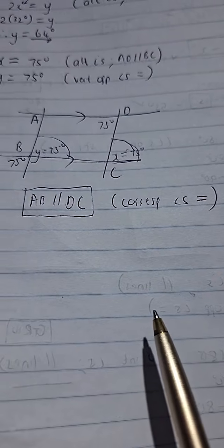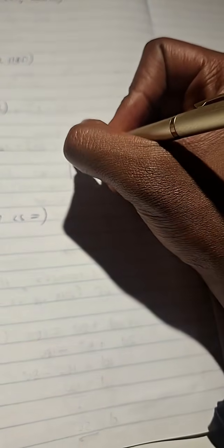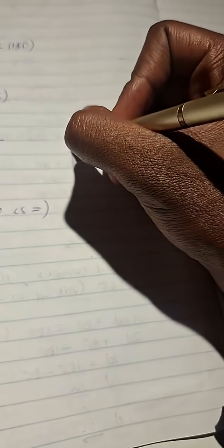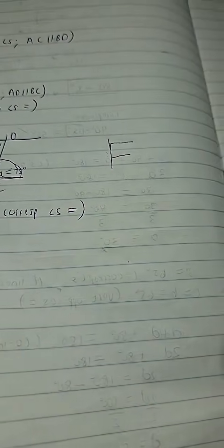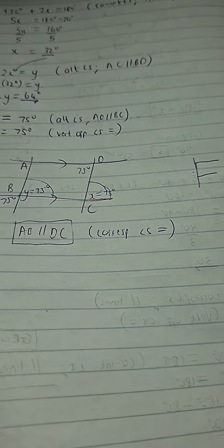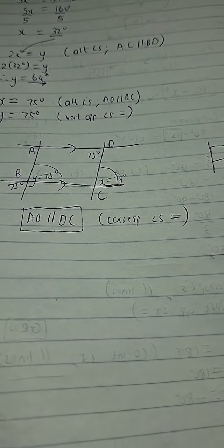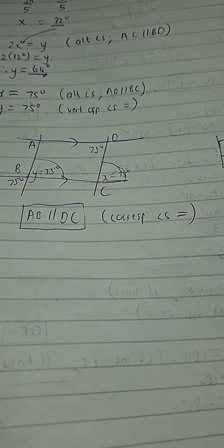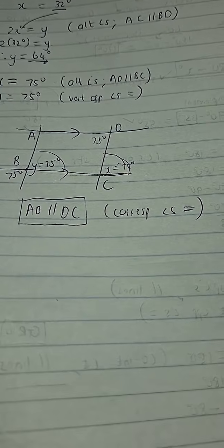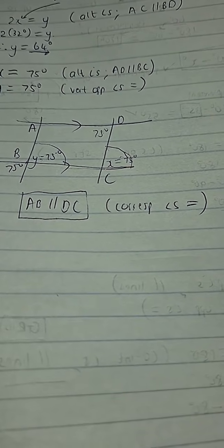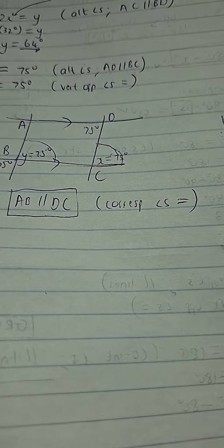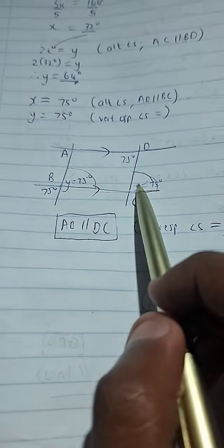Okay, yeah. So guys, the word itself, corresponding, has to do with the position of the angles. That's what corresponding angles have to do with. They have to do with the position of the angles. Okay, and that is very important. Corresponding angles has to do with the position of the angles. Okay, so the top on top means corresponding.